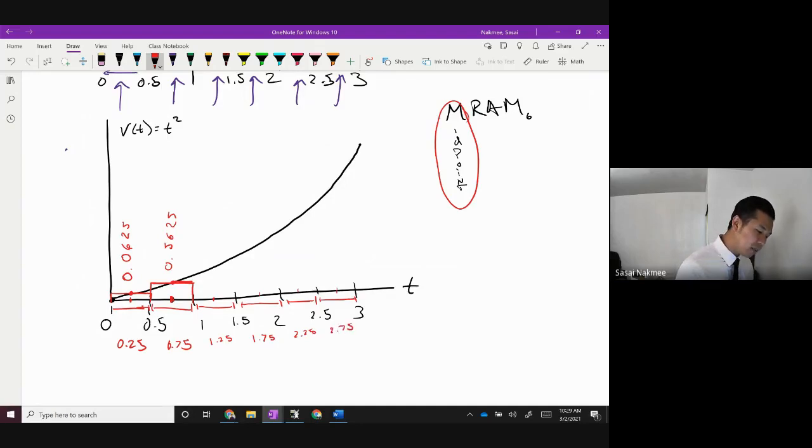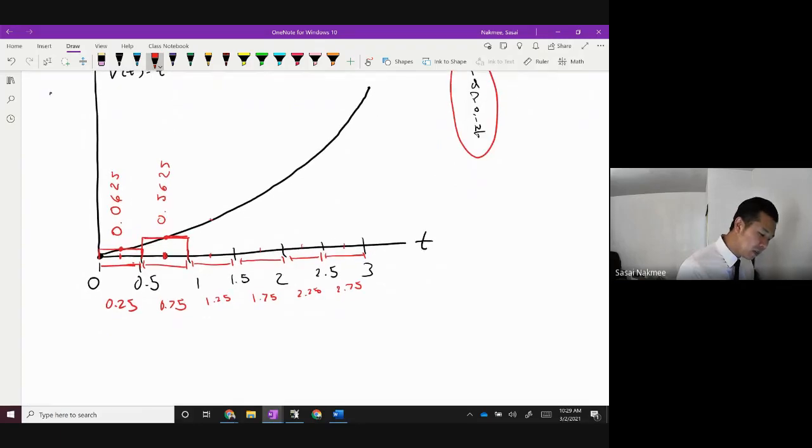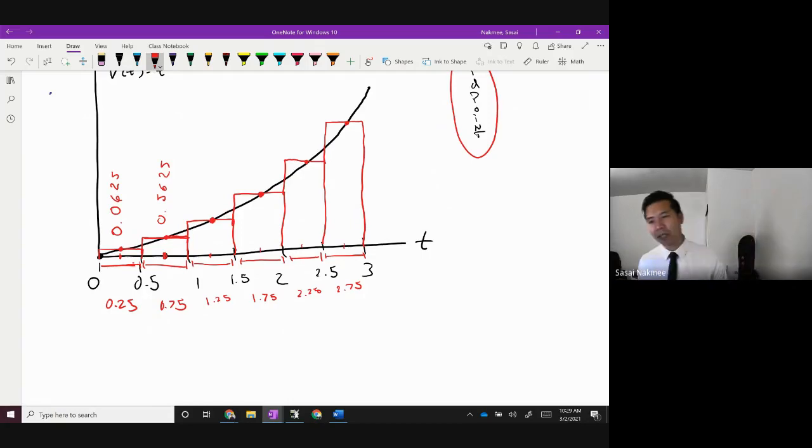I hope you guys can see this. When you do the middle rectangular approximation, it gives you a little bit of an overestimation and a little bit of an underestimation each time. You see that? When I go to the middle, it goes a little bit over and a little bit under. Over here, a little over and a little under, and the last one too. Mram is probably one of the better ones out of the three, between Rram and Lram.